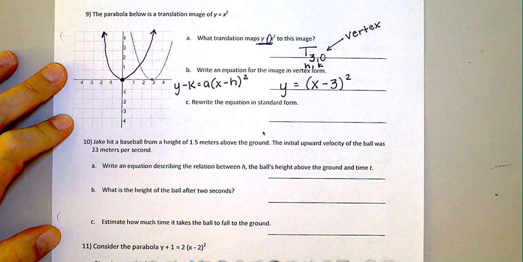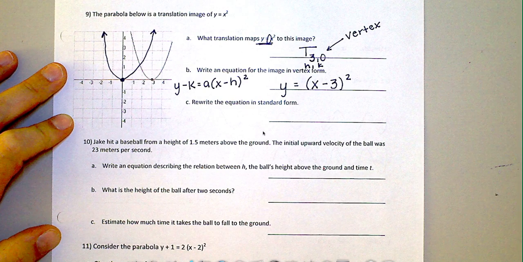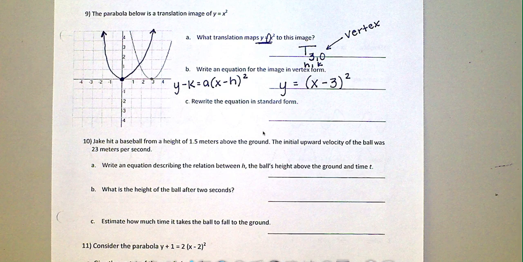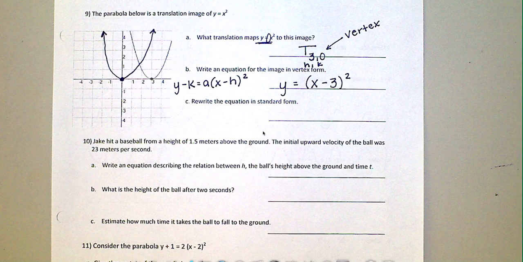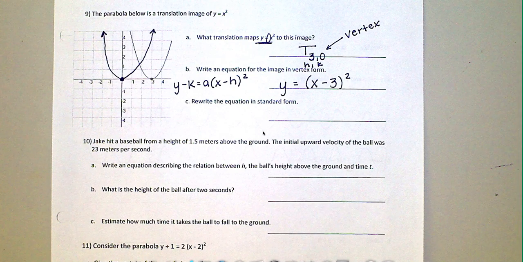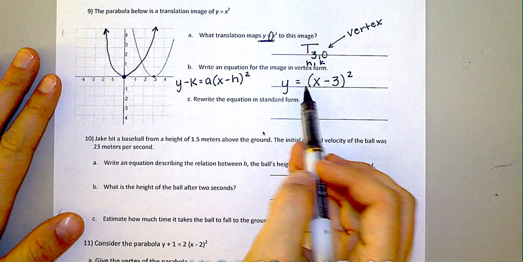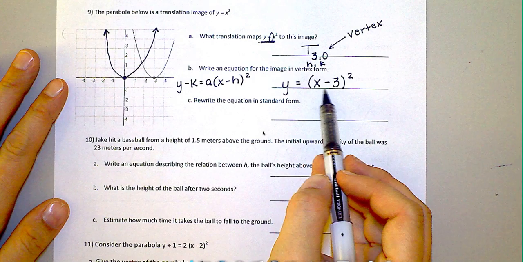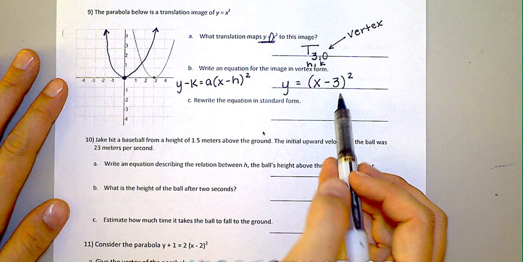Now it says rewrite the equation in standard form. This was the new stuff we just did today. And remember, there's no magic method for getting the equation in standard form. You just have to simplify it as best you can. This one's actually not too bad to simplify because you don't have any numbers hanging out here in front of the parentheses. All I have to do is expand and simplify this, the x minus 3 squared.